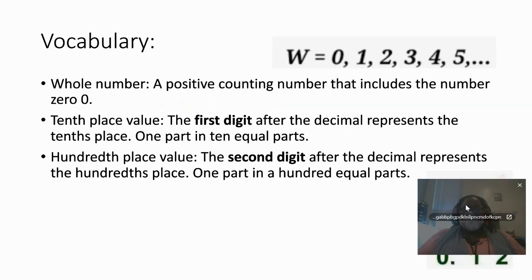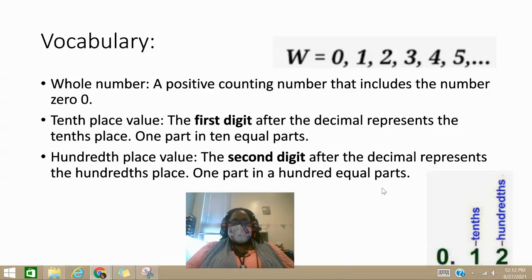All right, so here's the vocabulary we have listed for rounding. We have whole numbers. Make sure you copy down the vocab in your notes. Whole numbers are positive counting numbers that include the number zero. So here's a list: 0, 1, 2, 3, 4, 5. And these three dots mean that it goes on to infinity. So you can have 100, 200, 300, 400, 1,000, and it keeps going.